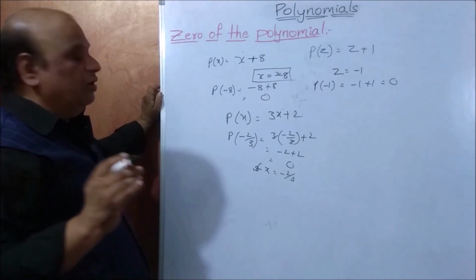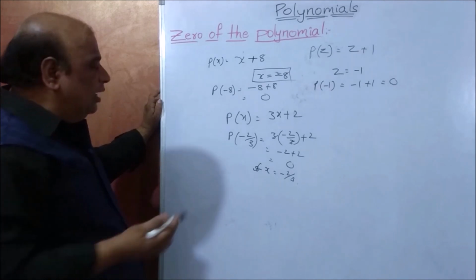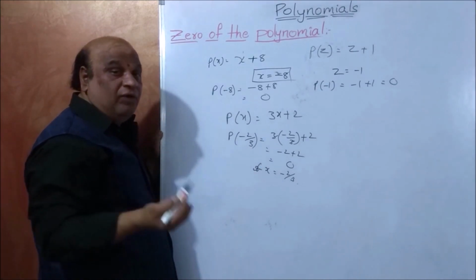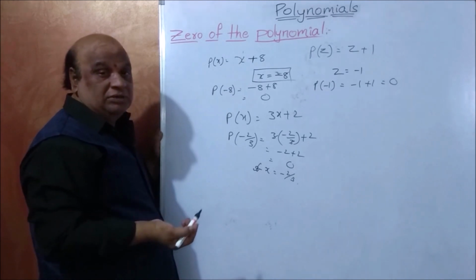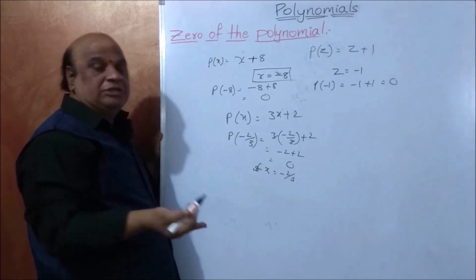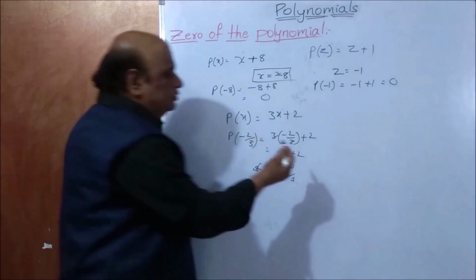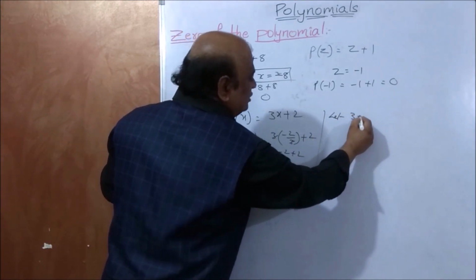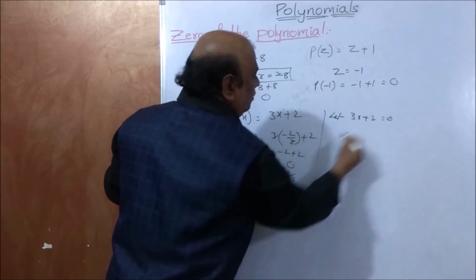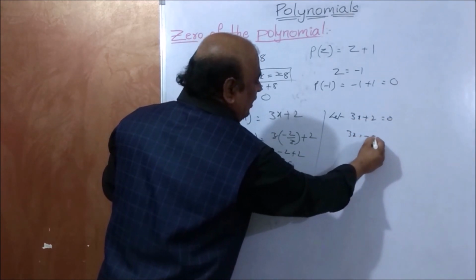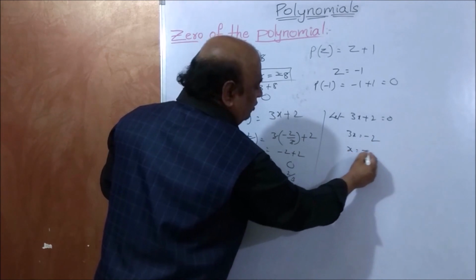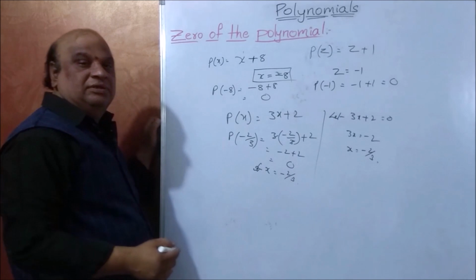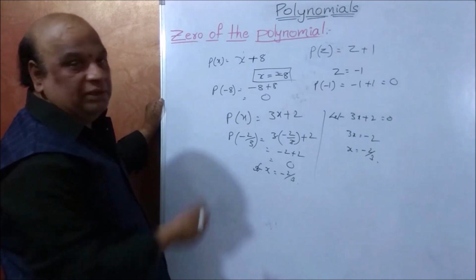This minus 2 by 3 is called the zero of this polynomial. But one more doubt: I directly substituted minus 2 by 3. How can you find minus 2 by 3? What is the process? It is nothing but the transpose method. Let 3x plus 2 is equal to 0, 3x is equal to minus 2, x is equal to minus 2 by 3. So this is the process, the transpose method.